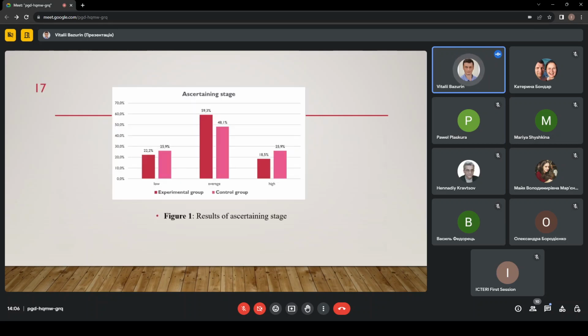To diagnose the level of formation of the ability to solve programming problems, pupils were asked to solve 3 programming problems, one problem each of low, medium, and high levels. The level of development of the ability to solve problems was determined by the maximum complexity of correctly solved problems. The results of the ascertaining stage are shown in this slide.